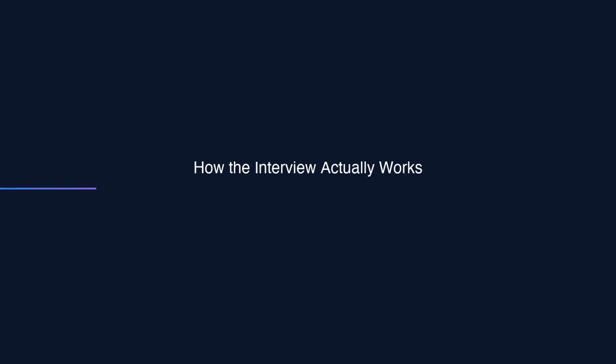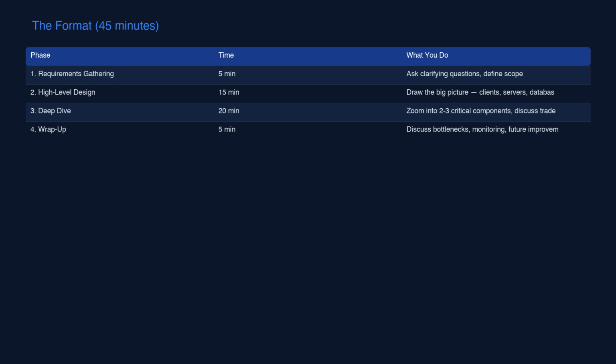All right, so what does a system design interview actually look like? Let's break down the format. A typical system design interview is 45 minutes. You'll spend the first 5 minutes gathering requirements and defining scope. Then 15 minutes sketching out the high-level design. Think clients, servers, databases, and caches. The bulk of the time, about 20 minutes, goes into a deep dive on 2 or 3 critical components. And you'll wrap up in the last 5 minutes discussing bottlenecks and improvements.